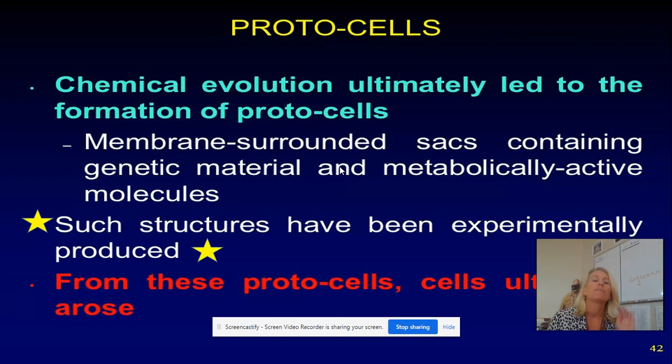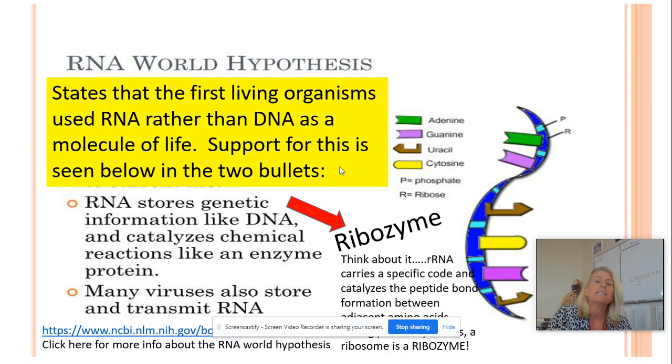So protocells were basically the first cells. They have been experimentally produced. So we've made monomers, we've made polymers, we've made protocells. The only thing that science hasn't done in a lab is get spontaneously to form these self-replicating molecules of heredity. That brings us to this whole idea of the RNA world hypothesis. This hypothesis states that the very first living organisms used RNA as their molecule of instruction rather than DNA.